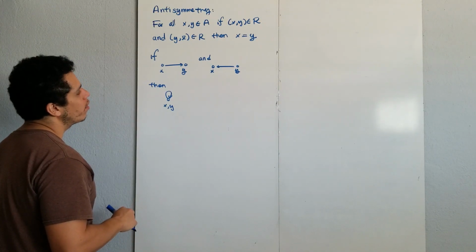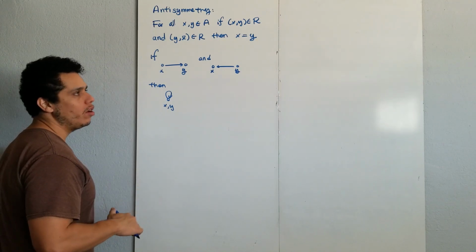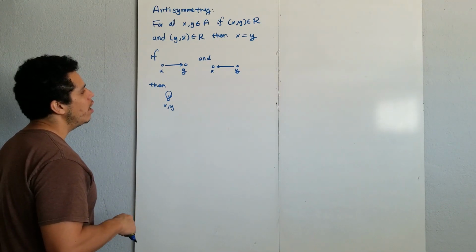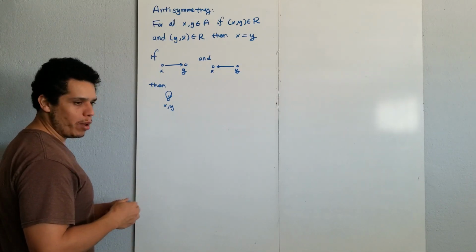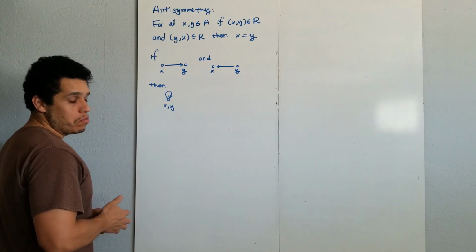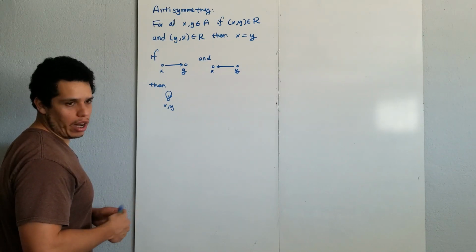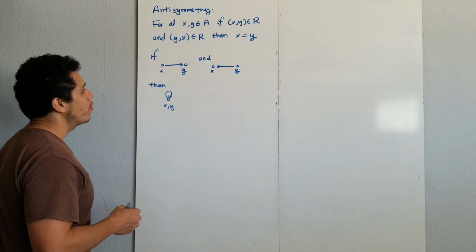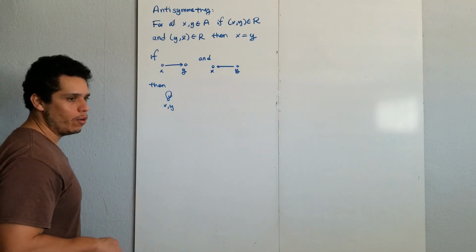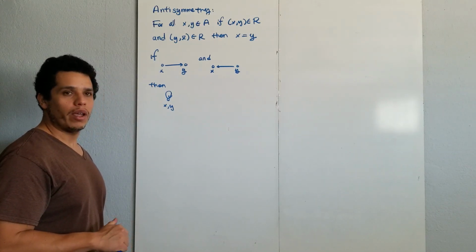Now, we can see ourselves playing with all these other properties and ultimately combining them to obtain pictures for relations that are equivalence relations or relations that are partial orders. So with this, I want to conclude the topic on graphs.